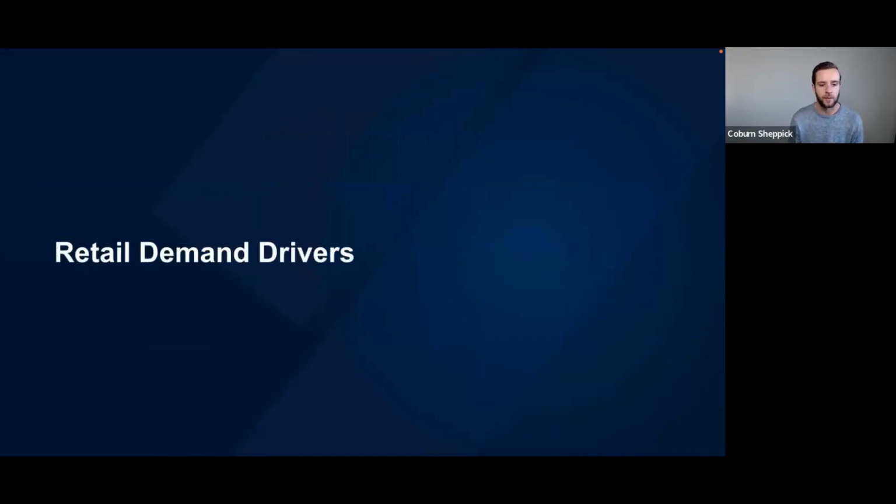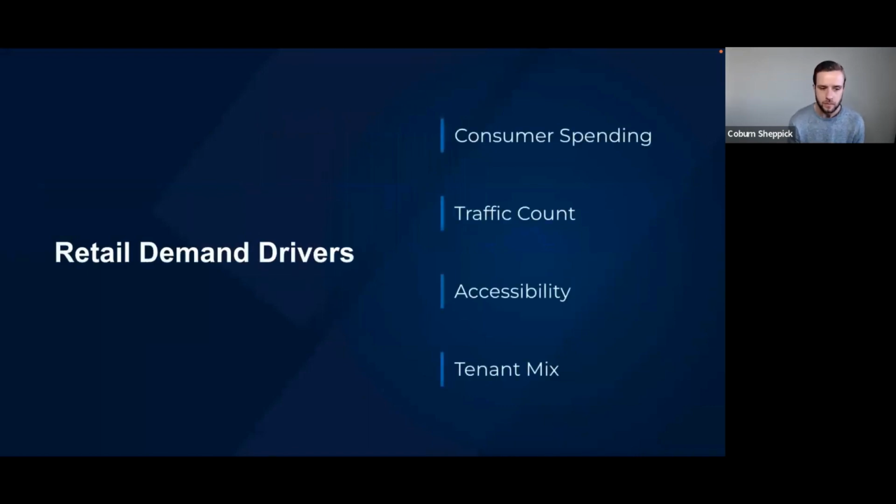Some of the demand drivers for retail. The big one is, I'm going to jump down here if you're looking at the screen, traffic. So retail is about traffic. Where are people living? What's the density in that area? One of the biggest factors is how many cars are driving by this property. The more cars, the more eyeballs, the more people stop in, shop, and spend money. So traffic count is a big demand driver.